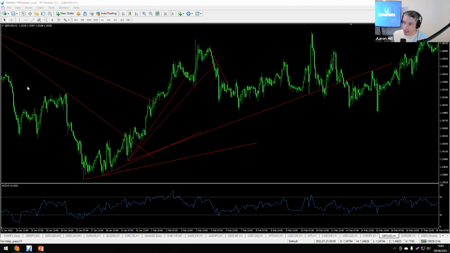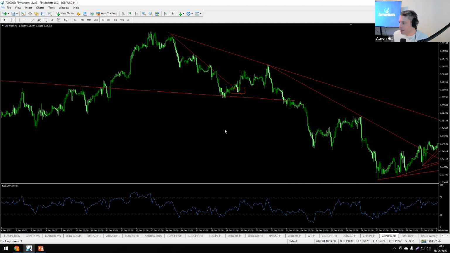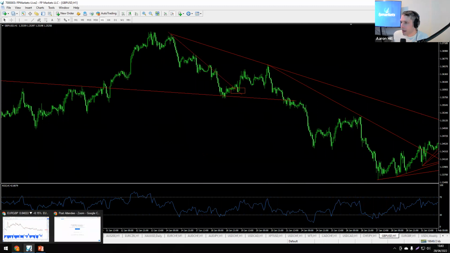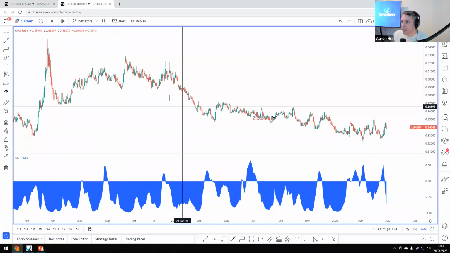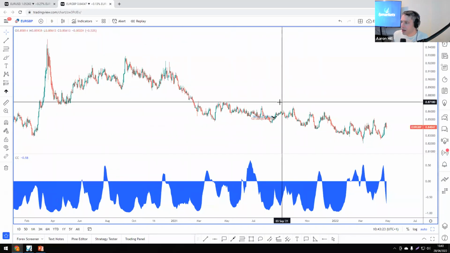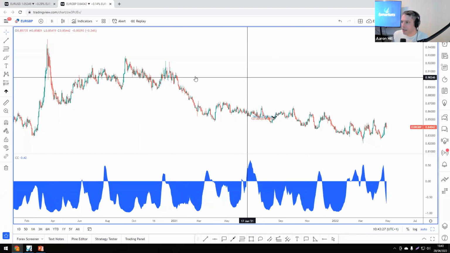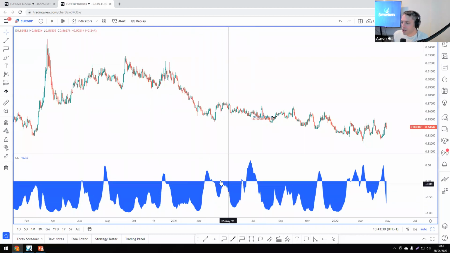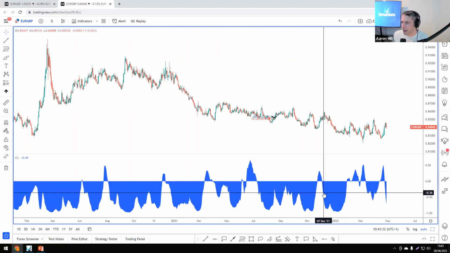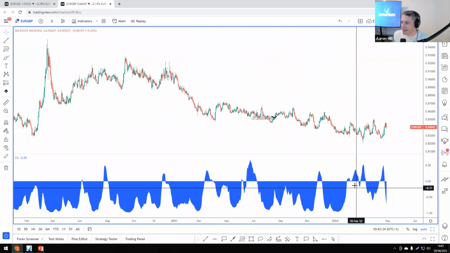You can also look at correlations. Just let me go back to this example. So this is the pound dollar. Now, most of us will know that the pound dollar and euro dollar, I hope you can see this screen still, guys. This is my TradingView charts. And it shows the euro GBP at the bottom. This is the correlation coefficient of the euro GBP against the pound dollar.